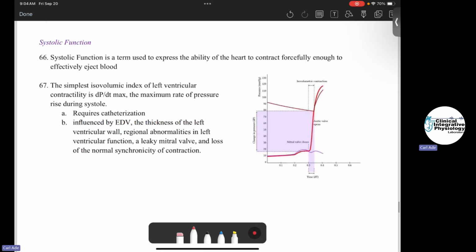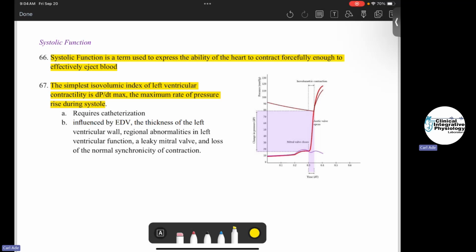We talked quite a bit about pump function and contractility, so it's really important to understand, how do we better understand systolic function? Broadly, the term systolic function is the ability of the heart to contract forcefully enough to eject blood. In reality, this is a broader term for contractility. This is really challenging to measure in the intact heart, so we've got to use a series of different techniques.